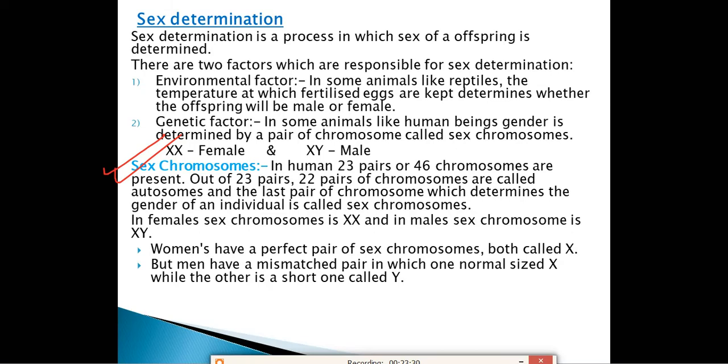So in female, which type of sex chromosomes are there? XX, and in male the chromosomes are X and Y. So women have a perfect pair of sex chromosomes, both called X, but men have a mismatched pair in which one is a normal size X and the other is a short one, Y.